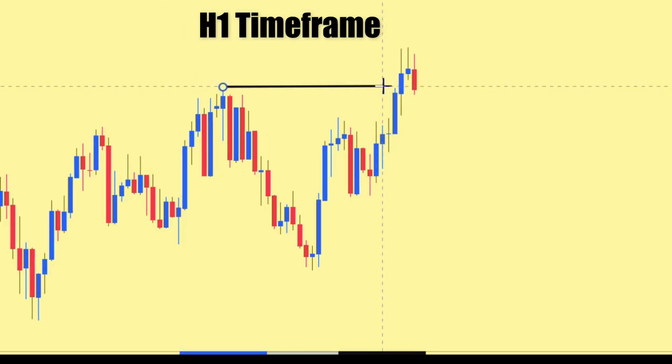This is important because a true break of structure is not a weak push. It is a decisive move that clearly closes above the level. When price closes above the previous high, it confirms that buyers have taken control of the market. The previous structure is no longer valid.